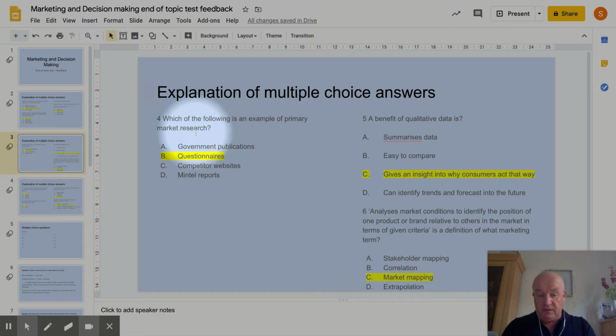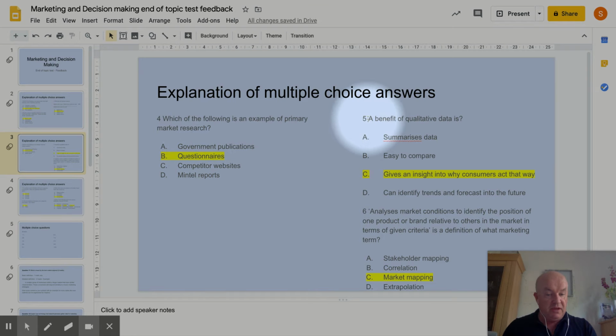In this instance, government publications are things that have already been produced and published by the government, so that wouldn't be a source of primary research, it would be a source of secondary research. Questionnaires clearly would be a source of primary research because you create it yourself, you ask your customers or potential customers what they are looking for, and as a result that would be a primary means of research. Competitor websites and Mintel reports are both secondary sources of research. So the only primary market research source in this case is questionnaire. So the answer is B.